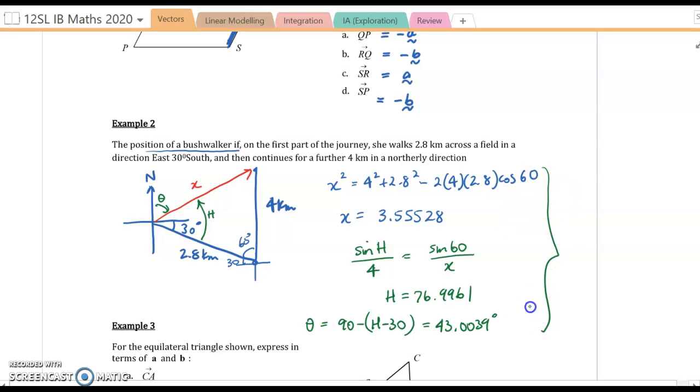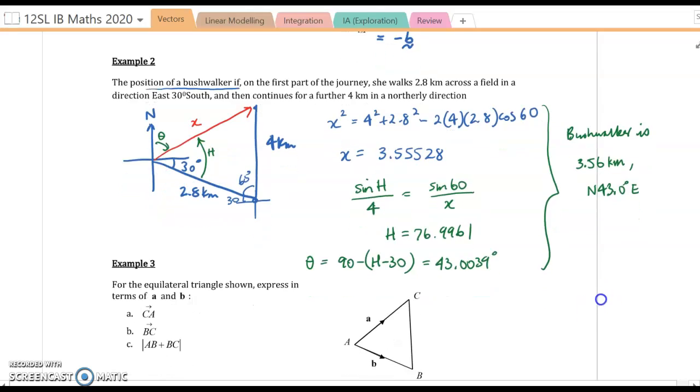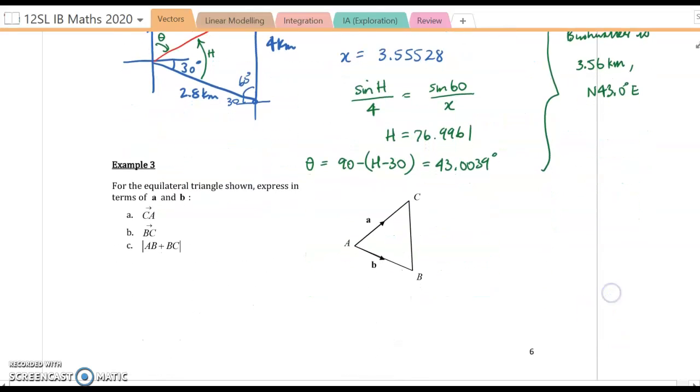Thus, all of this combined, the bushwalker is 3.56 kilometers north 43.0 degrees east, and that is all to 3 significant figures because the question didn't specify, and it's IB.